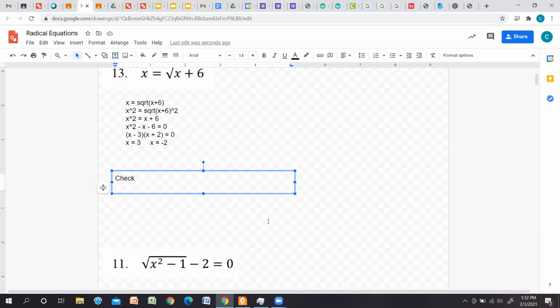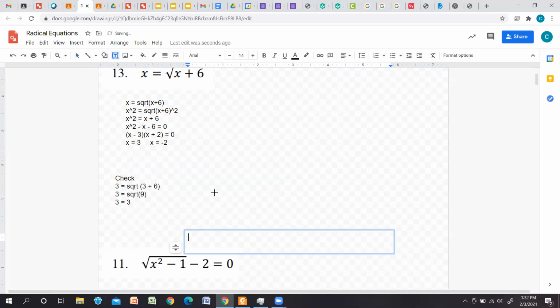So first we have 3. If we replace x with 3, we get 3 equals square root of 3 plus 6, and that's 9. 3 equals square root of 9. 3 equals 3. Okay, that checks out. So that is a valid solution.